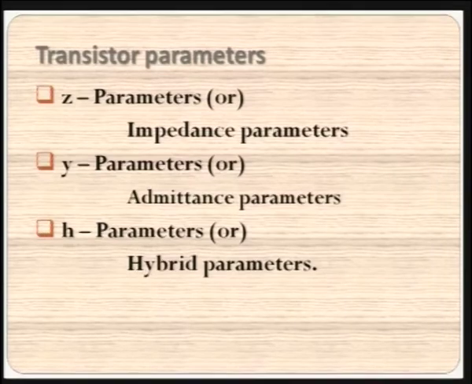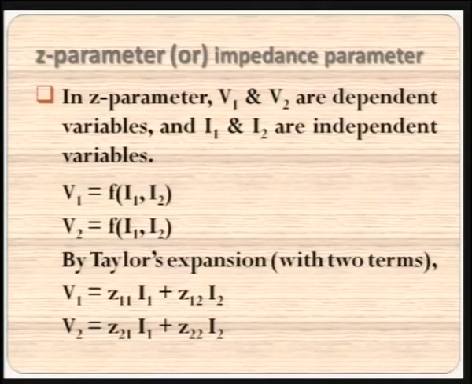So, let us start with these three parameters which we have highlighted now. The Z parameter is called the impedance parameter. What are the variables taken as independent and what are taken as dependent variables? So, let us take them up for our discussion. Z parameter or impedance parameter. In Z parameter, the V1 and V2 are dependent variables and I1 and I2 are independent variables.